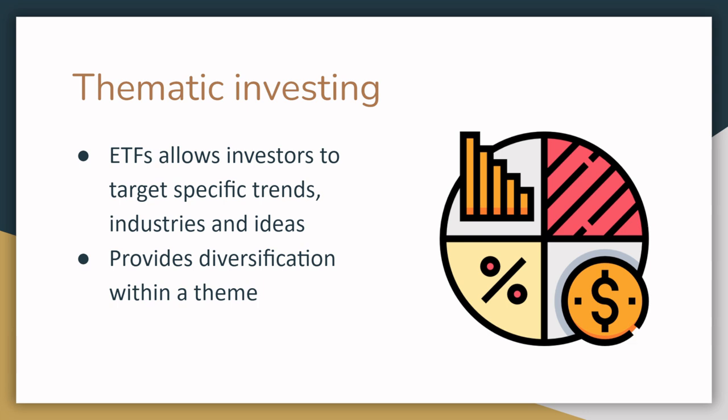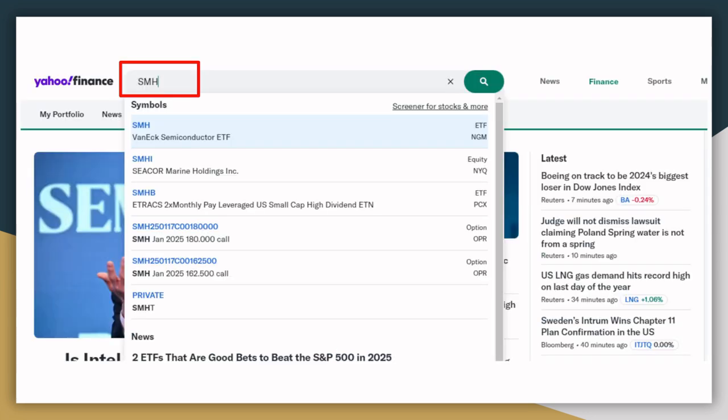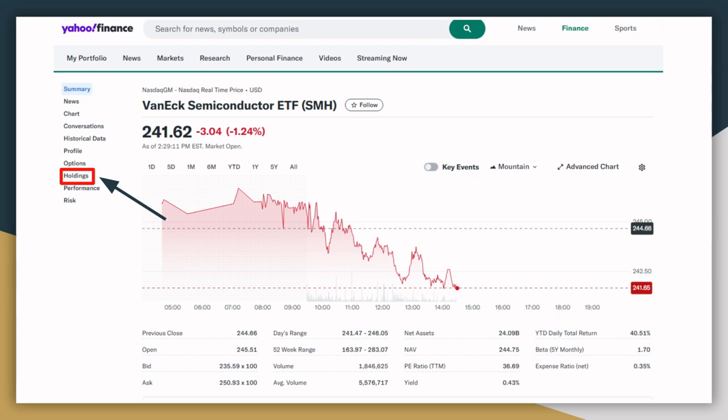Before investing in an ETF, it's important to know what's really inside the ETF. Don't just count on the ETF's name, but check if you're okay with the companies or assets inside. To check what's inside the ETF, use the Yahoo Finance website. Let's take an example of an ETF tracking the semiconductor industry, ticker SMH. Just type in the ticker into the search bar and select this ETF. Next, click on Holdings on the left menu.